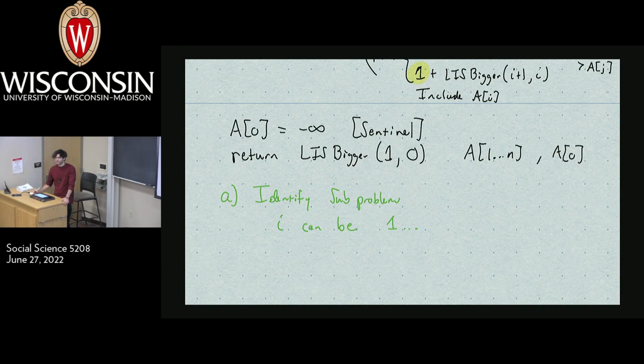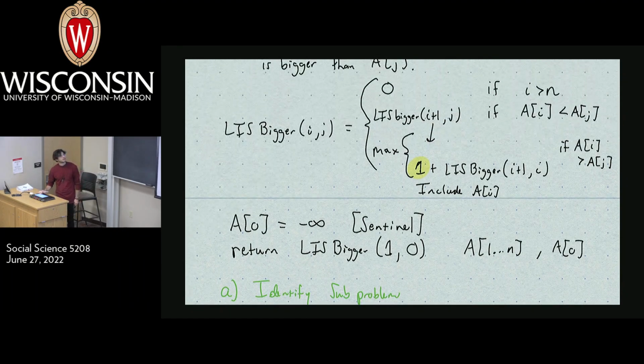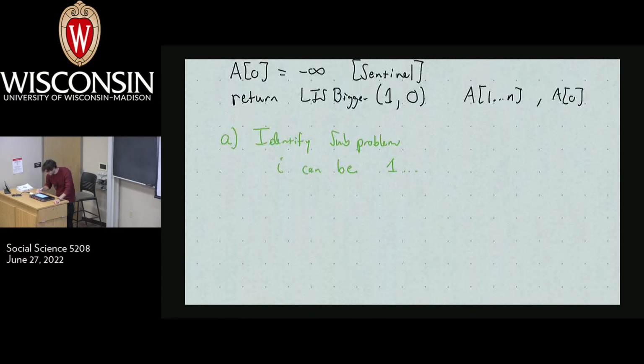What's the largest thing I could be? Are you sure? So let's say we plug in I equals n. What's it going to recurse on? Remember, the base case is if I is strictly greater than n. So what's the smallest number strictly greater than n? N plus 1. So I can be any value from 1 to n plus 1.